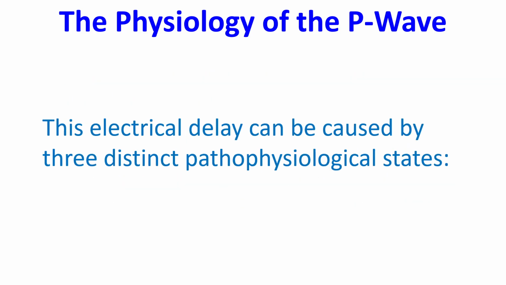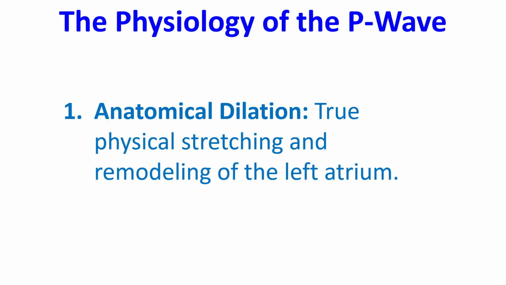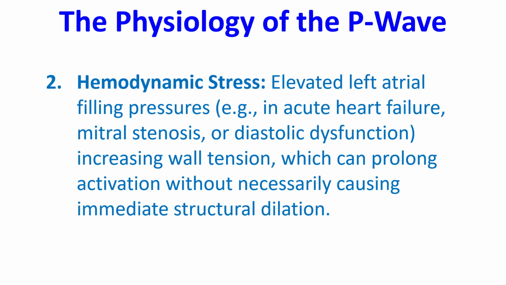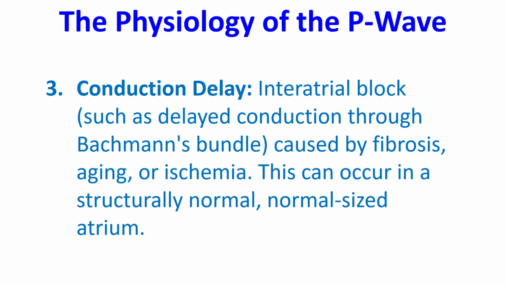This electrical delay can be caused by three distinct pathophysiological states. 1. Anatomical atrial dilatation, true physical stretching and remodeling of the left atrium. 2. Hemodynamic stress, elevated left atrial filling pressures like acute heart failure, mitral stenosis or diastolic dysfunction, increasing wall tension, which can prolong activation without necessarily causing immediate structural dilatation. 3. Conduction delay. Interatrial block, such as delayed conduction through Bachmann's bundle caused by fibrosis, aging or ischemia. This can occur in a structurally normal sized atrium.